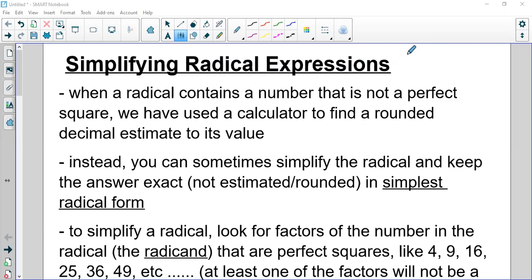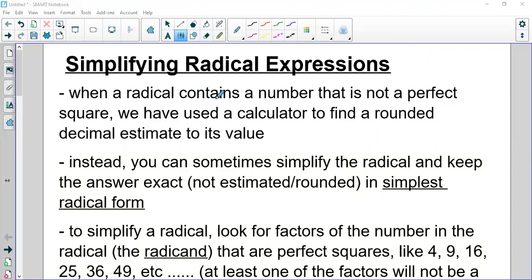If you remember, I made you memorize a list of perfect squares. And if you recognize those numbers and you remember those numbers, you're going to find this to be a little bit easier. Knowing those perfect squares is really a foundational skill that helps you with this. So let's talk about this.